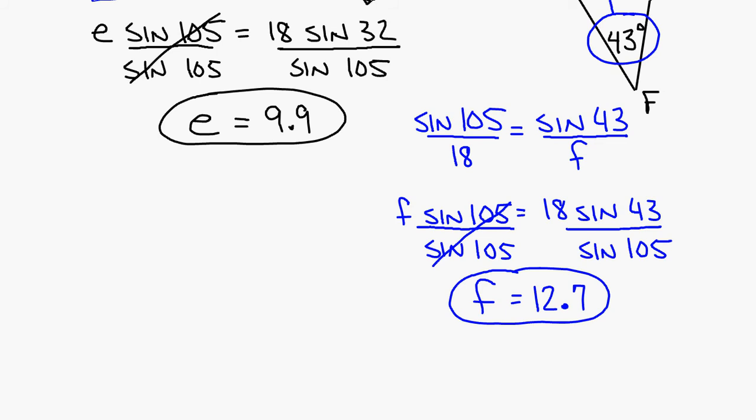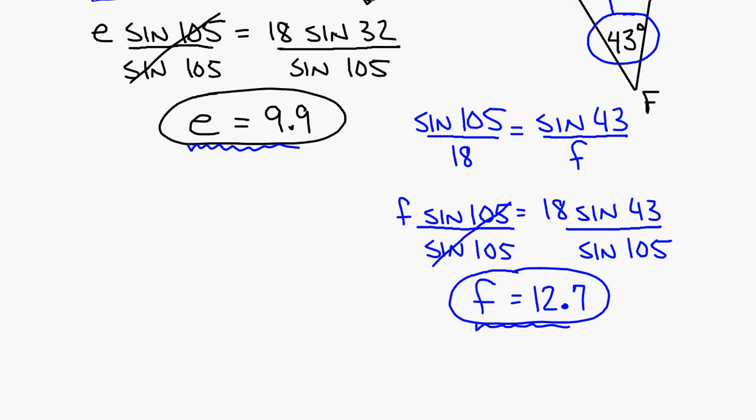So we found side E and side F using law of sines, and we found the missing angle by angle sum theorem. Anybody confused on that portion? No. The sine of an angle over its opposite side equals the sine of an angle over its opposite side.